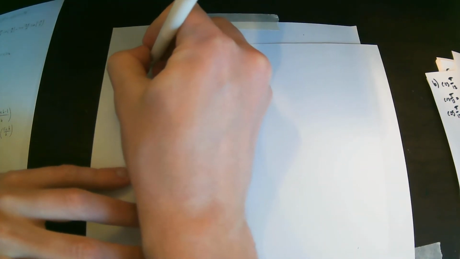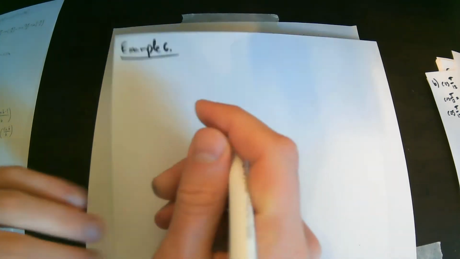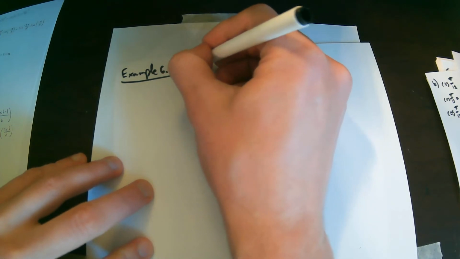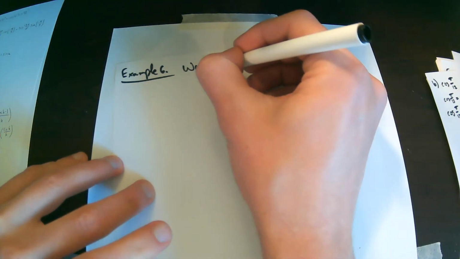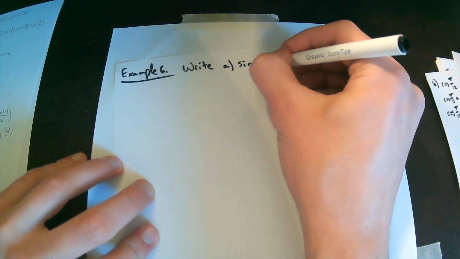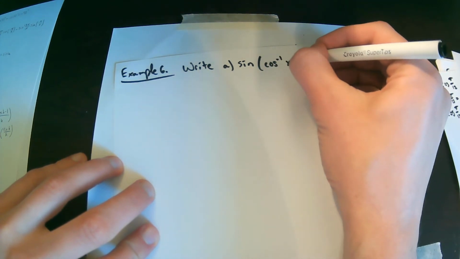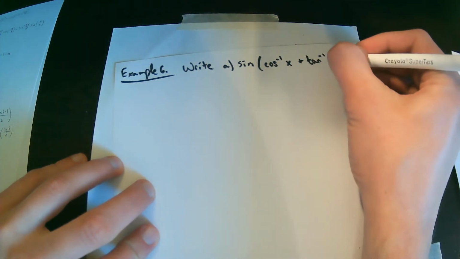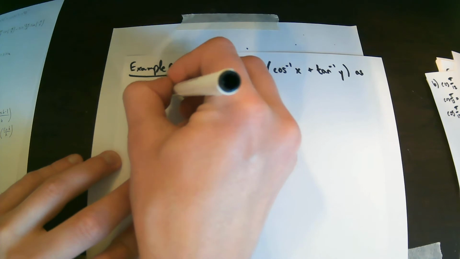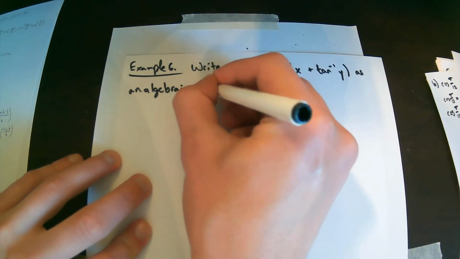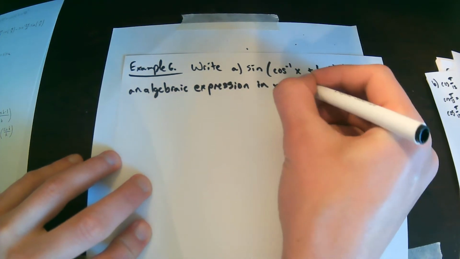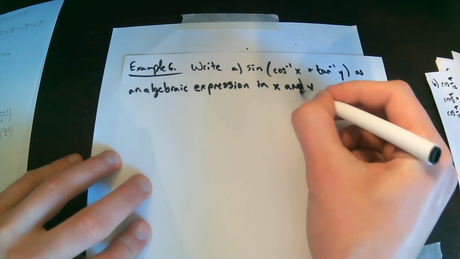Example 6. Yes, these are weird. Okay, I'm going to say this is part A. Write sine of cosine inverse of x plus tangent inverse of y as an algebraic expression in x and y. So we don't want any trig functions left, in x and y.